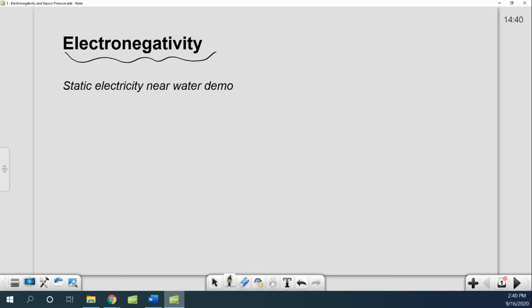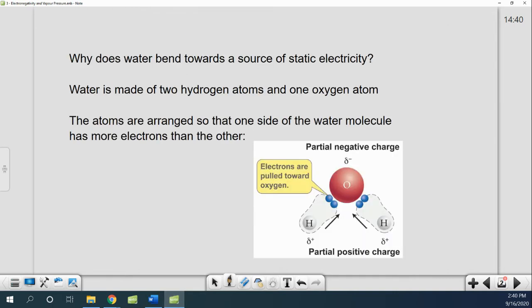Now, she kind of mentioned part of it there. I didn't stop the video in time. It's polar, right? What does it really mean? So let's start here. Why does water bend towards a source of static electricity?